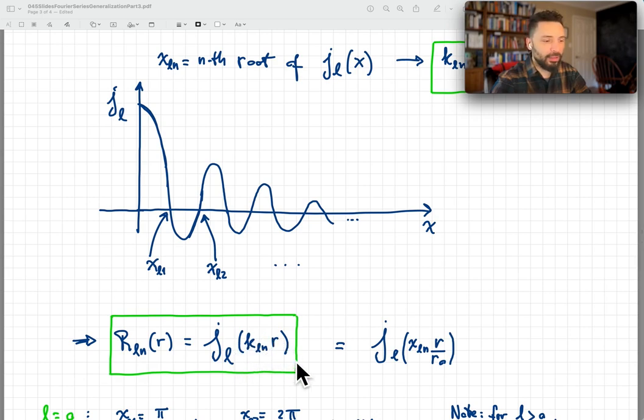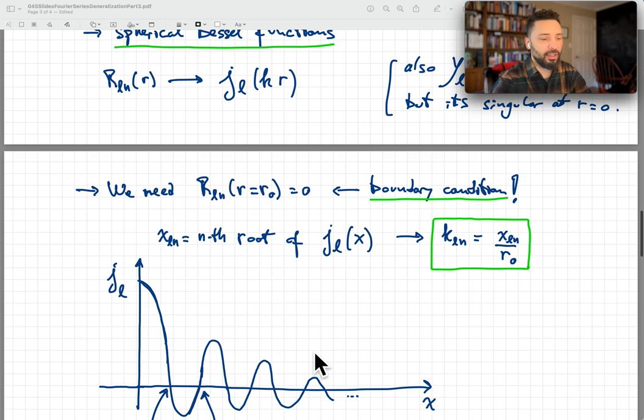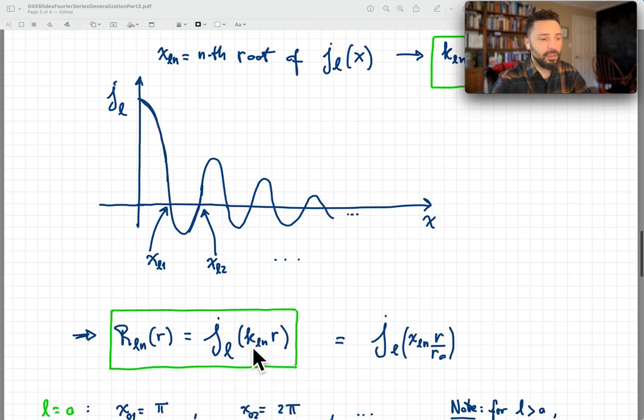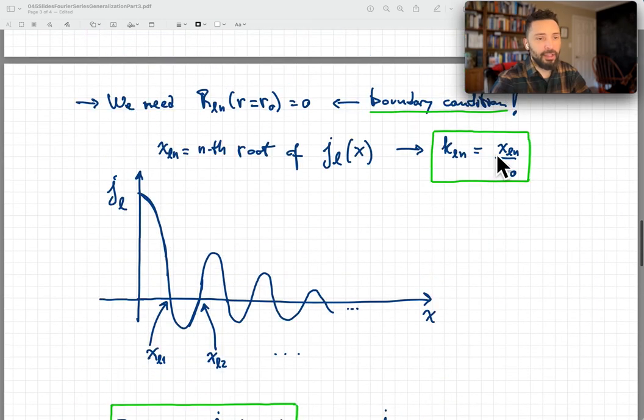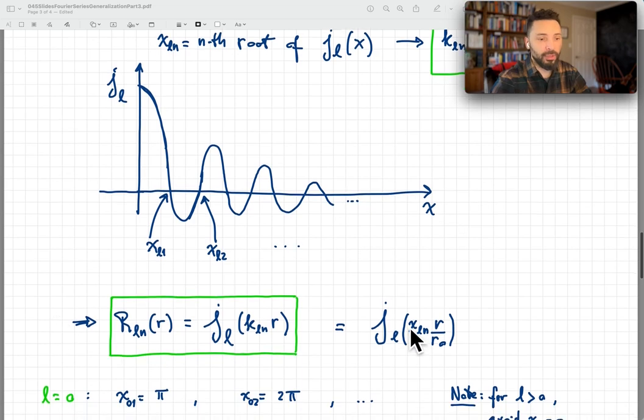And so why this combination? Because, first of all, that's the solution to the differential equation. It has to have a kr there. But also, if we pick k_ln as the nth root of the l-th spherical Bessel function divided by r0, then this function is actually this. And so when r is equal to r0, these two things cancel. We get 1 here, and then we get the function evaluated at the root, which will be 0, as we want when r is equal to r0.